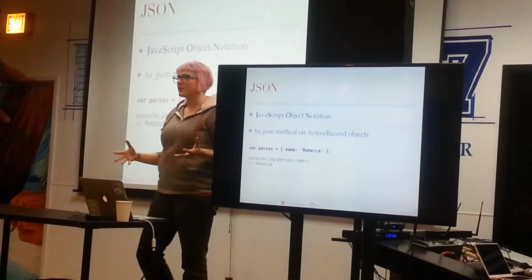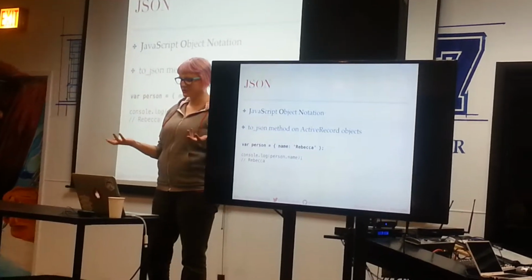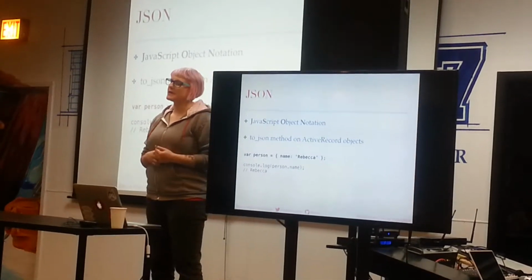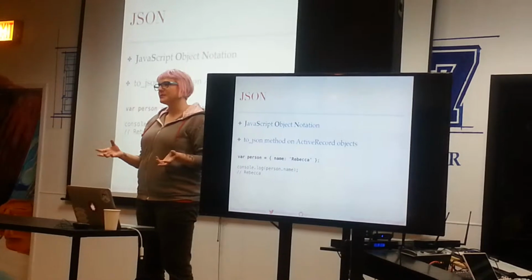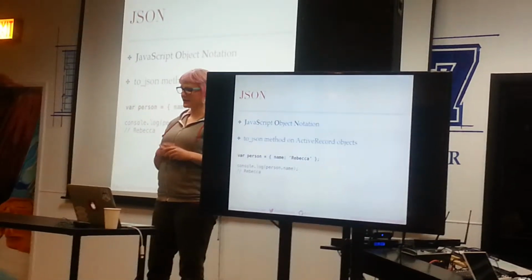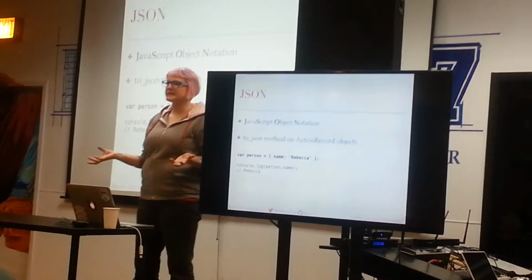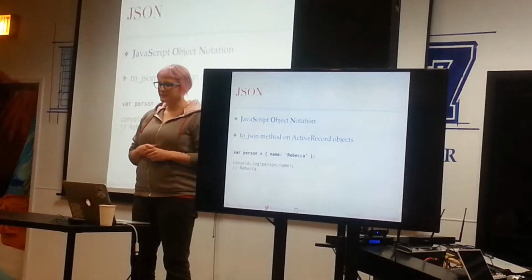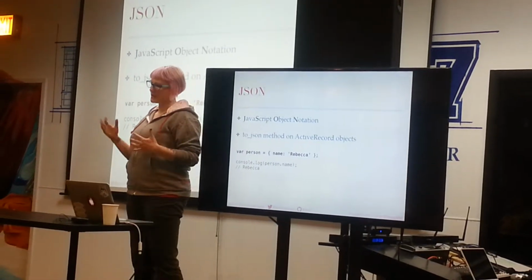The other thing that your AJAX request can return is JSON. So JSON is JavaScript Object Notation. As I mentioned, the toJSON method is in a lot of Ruby objects, but definitely ActiveRecord and arrays and things like that. When you're creating it, it basically looks like a hash, but you access it using dot notation. So I would say like person.name.